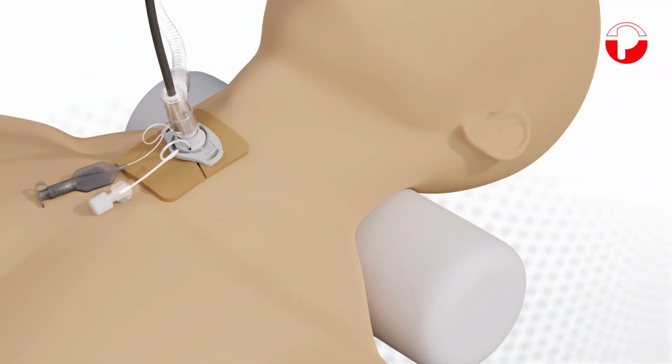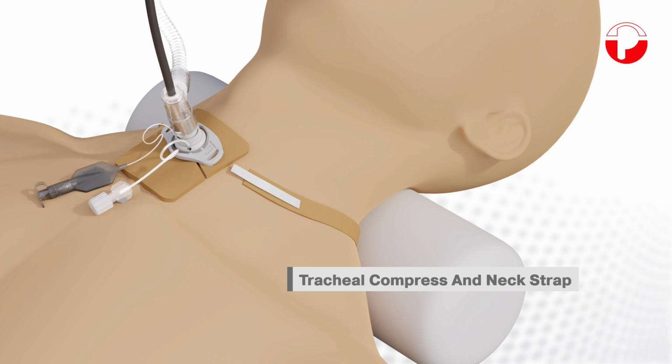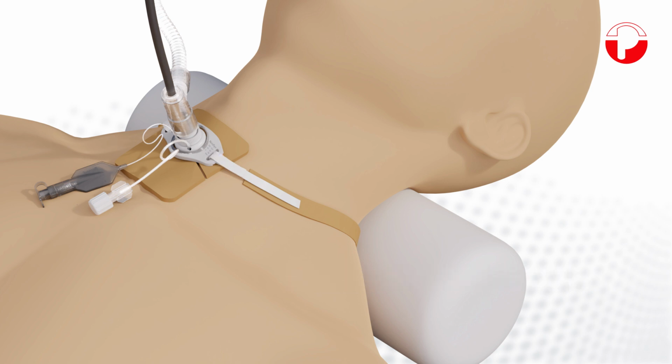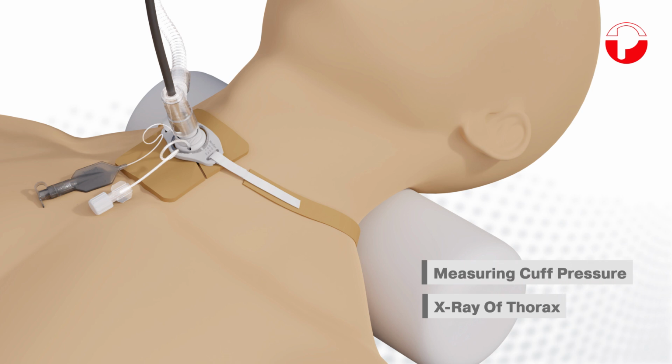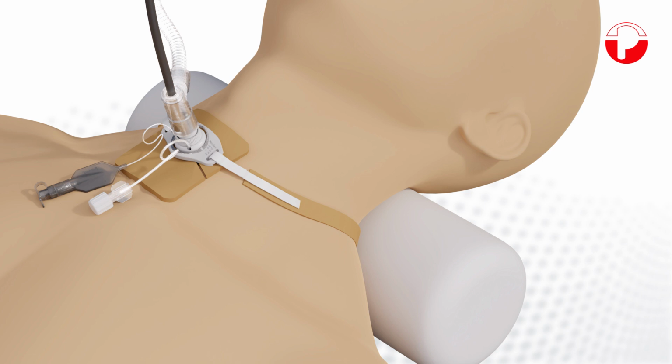If the tracheostomy tube is positioned correctly, a tracheal compress should be used and a neck strap applied for fastening. It is a good idea to check the cuff pressure with a cuff pressure gauge and to take an X-ray of the thorax.